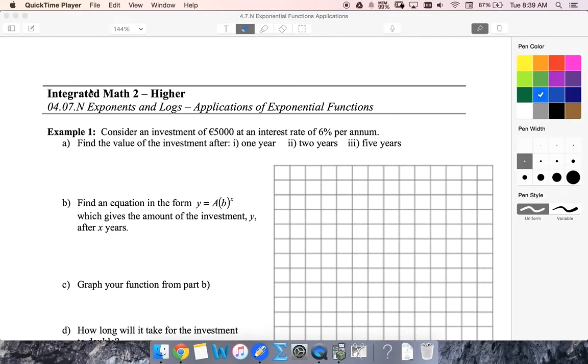Hello students, Miss Slyman here, talking about applications of exponents and logs. So basically with applications we mean word problems.